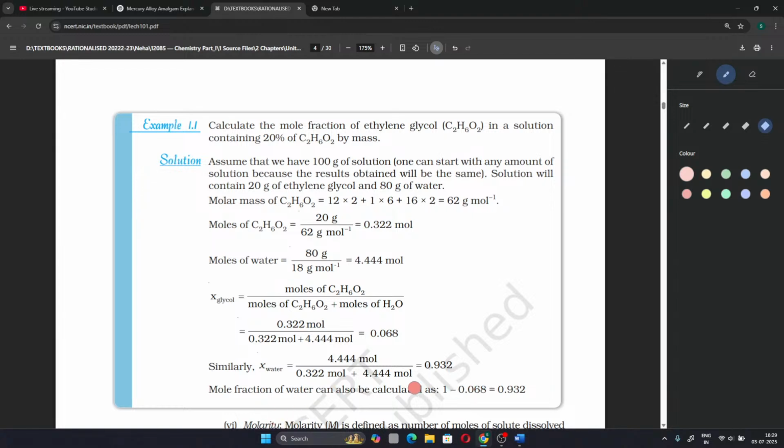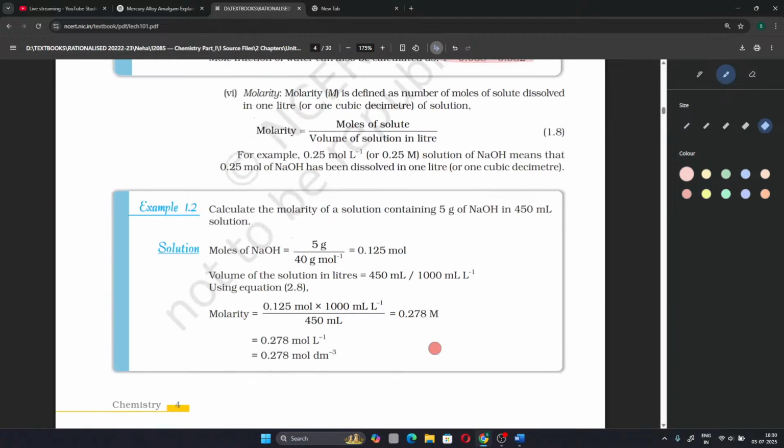One more way of calculating is, as we know, chi A plus chi B will be equal to 1. We know chi A, so 1 minus chi A equals chi B. That is what they used here. We will get approximately the same answer.